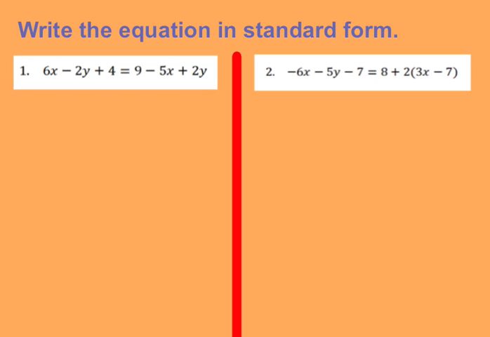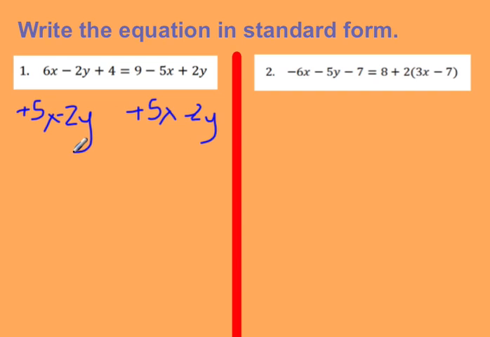The first thing I want to do is just practice writing equations into standard form. What I want to do is get my x's and y's on one side, and I usually like to bring the x's and y's over to the left. Since I have a negative 5x here, I'm going to add 5x to both sides. And since I have a positive 2y, I need to subtract 2y from both sides. Now you can only add x with x and y with y.